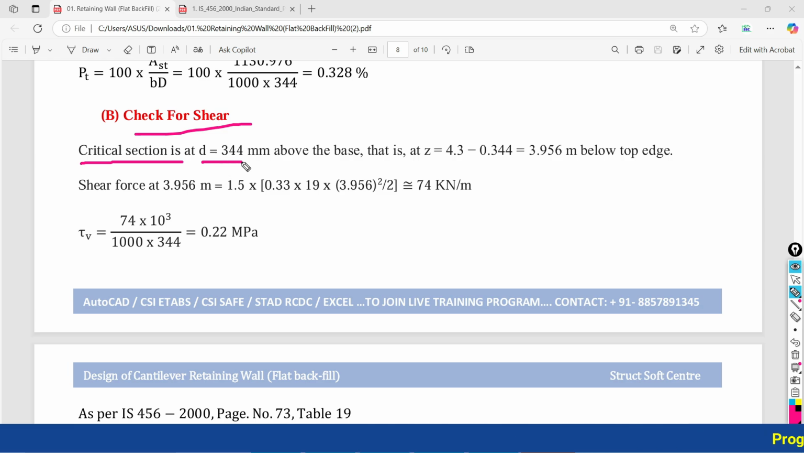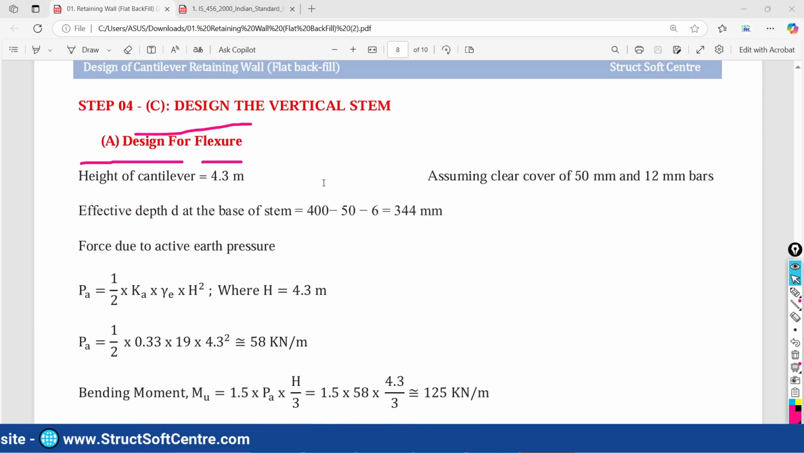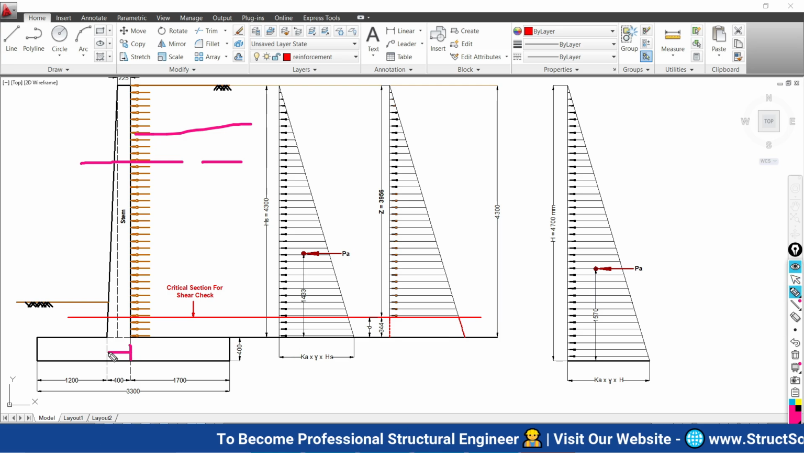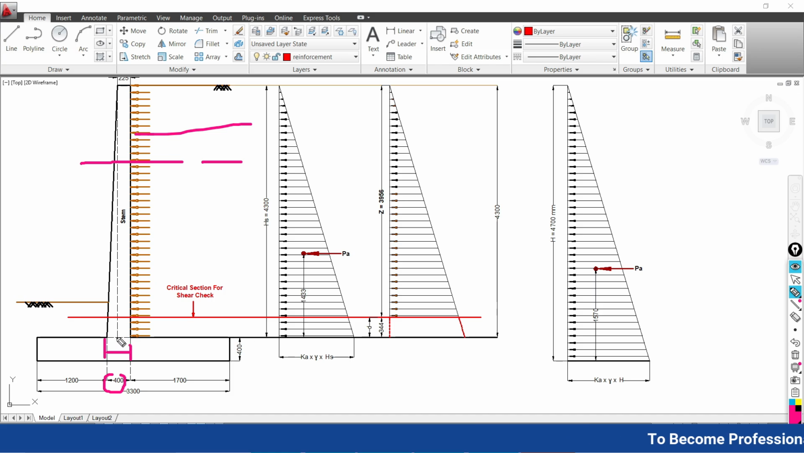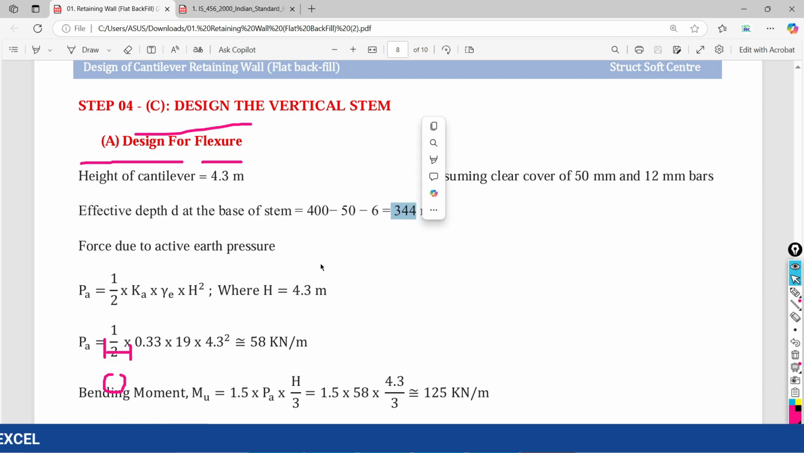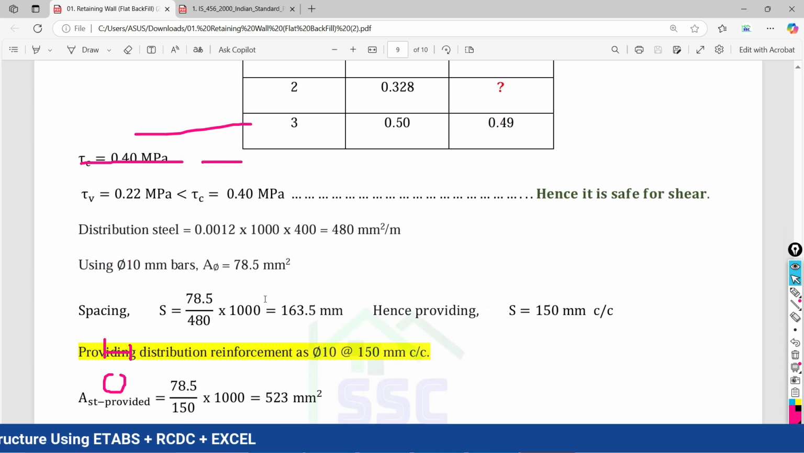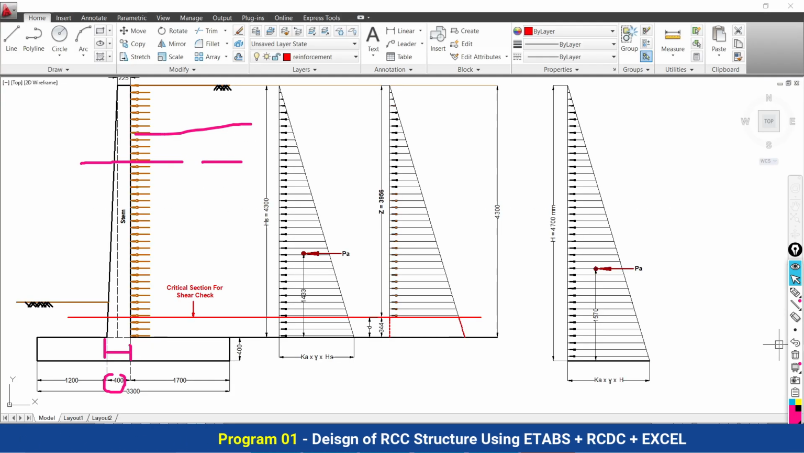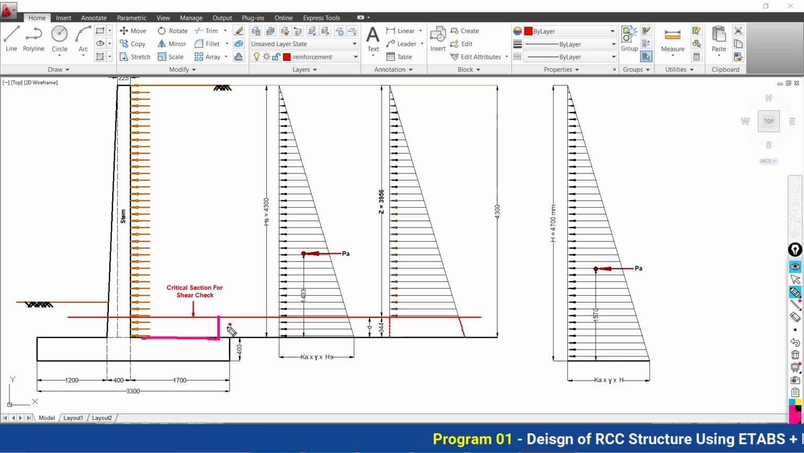So the effective depth is 344 as we have calculated earlier. We already have calculated the effective depth at the base of the stem. When you see the figure, we considered the full width or thickness at the base of this cantilever portion as 400, and we have calculated the effective depth, which is actually 344. So we are going to consider the critical section at a distance of d from the bottom of your cantilever portion. So from this base at a distance of d, we are considering the critical section for shear.